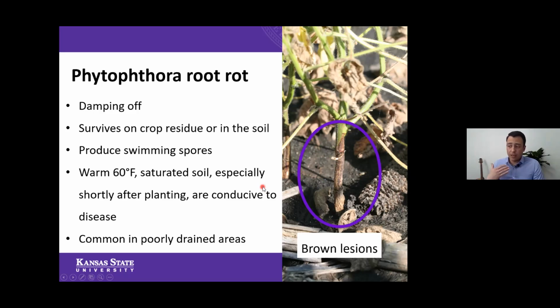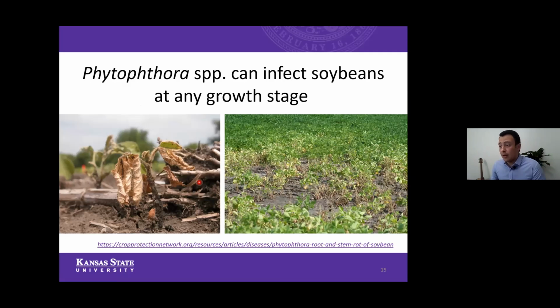So if we are planning our planting date now, and you know that you had problems with Phytophthora, and the conditions are warm and the soils are saturated, it might be an option to wait a little bit for that soil to drain prior to planting. Again, this Phytophthora problem is commonly in poorly drained areas.